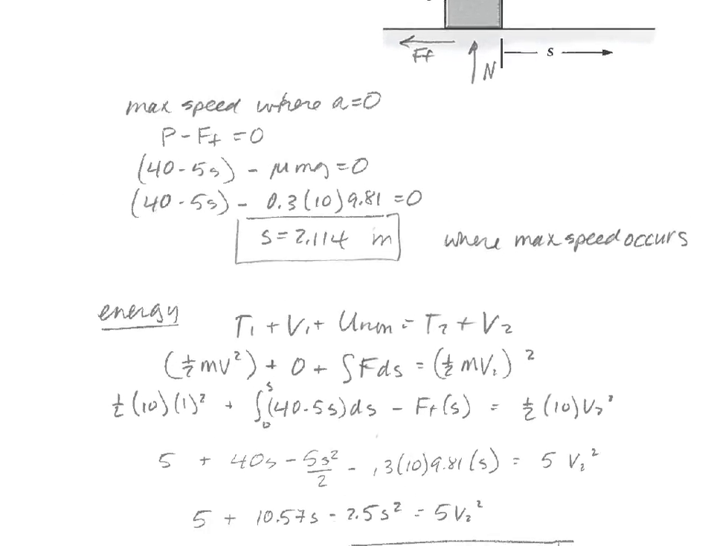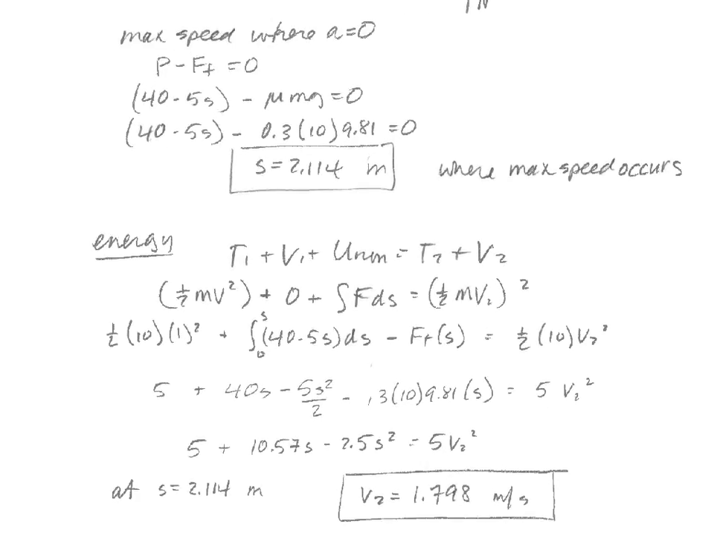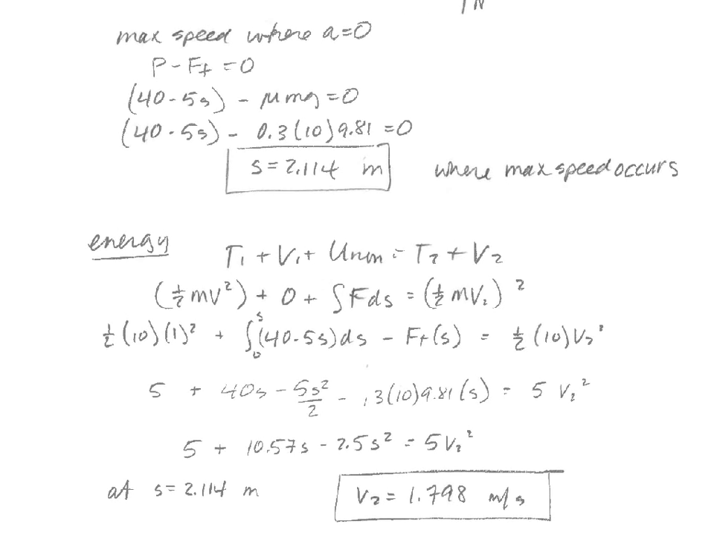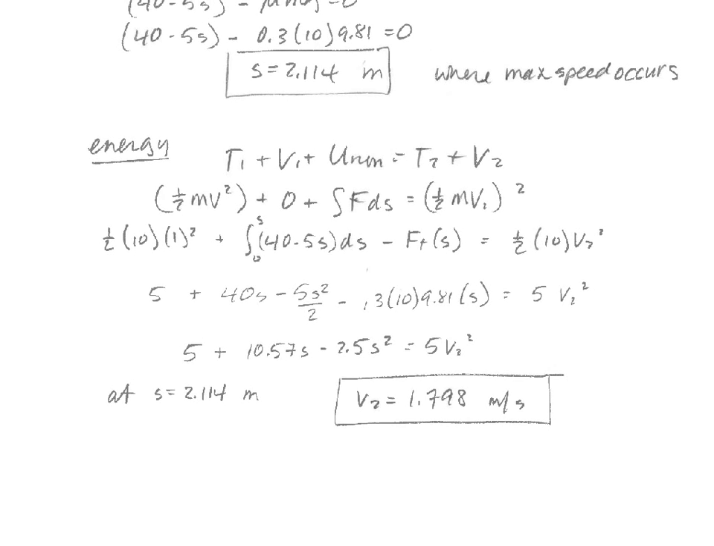That distance is 2.114 meters. Putting that into an energy equation to find the maximum speed, I have beginning energy of 1/2 mv squared, with 1 meter per second at the beginning of the problem. There's no change in potential energy, no springs, and no change in gravity. But the U non-conservative is the pushing force minus the friction force, and the friction force is constant, so I can just multiply it by the distance. The pushing force is a function of s, so I have to integrate that, and at the end of the problem I get a 1/2 mv squared. Solving all that, I get velocity as a function of s, then I plug my s into this equation, and I can solve for the ending velocity.